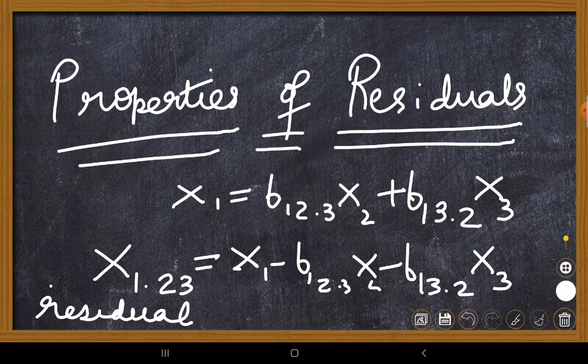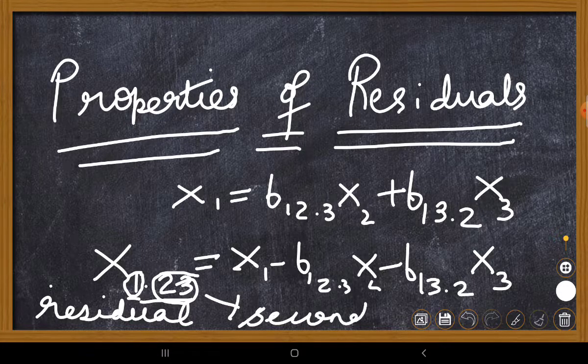Okay, it's just the difference, given like this. And take a look at the suffix here. Here you have 1 and then a point and then 2, 3. So this means it is the residual of x1 on x2 and x3. The subscript before the point is known as the primary subscript, and the subscripts after the point are known as the secondary subscripts. Okay, before the point it is the primary subscript.